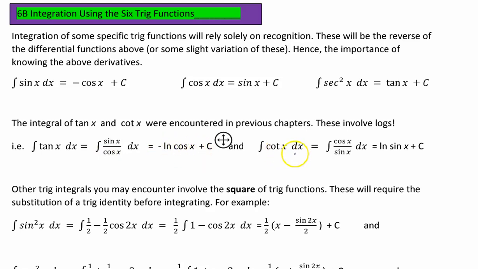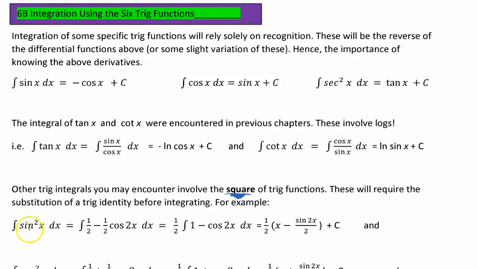Cot is similar. Cot we rewrite as cos on sine, and we can see that that would come from differentiating the log of sine. Sine goes to the denominator because it's a log, and then differentiating sine, you get cos. So they could have been looked at in a combination log trig chapter.